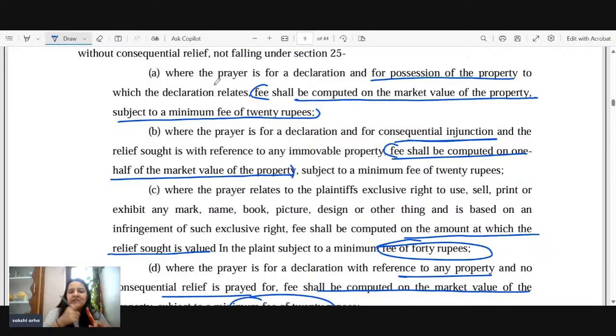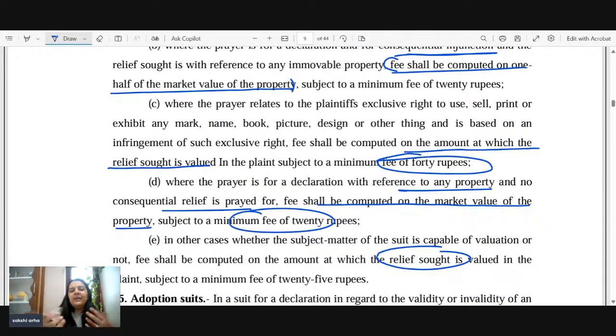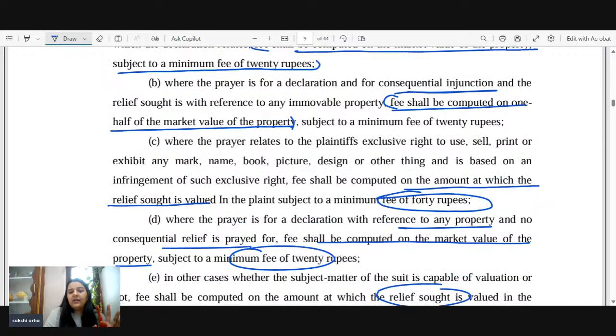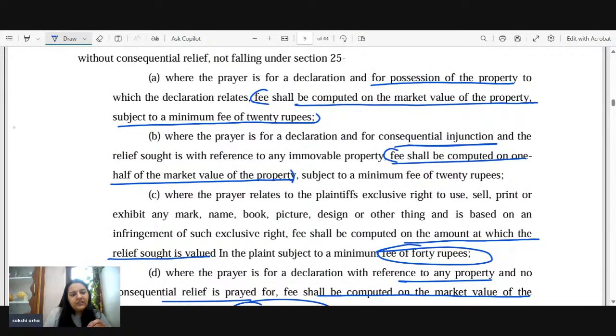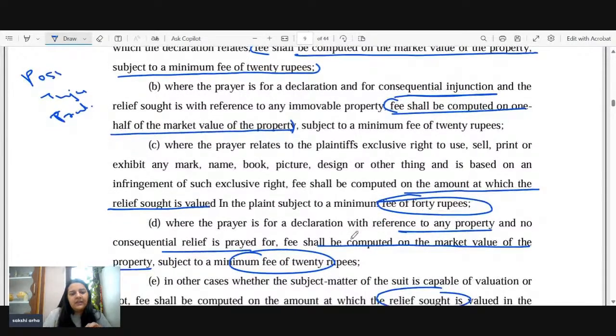So if it is for possession, then the market value of the property. If it is for injunction, then 1/2 of the market value. If it is about rights to use, sell, print, then again whatever relief you are seeking. See, remember it like this: possession, injunction, trademark and patent are all. Okay, possession, injunction, trademark, patent, then consequential relief and other.